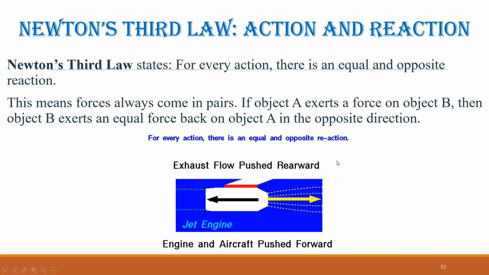Newton's third law, action and reaction. Newton's third law states, for every action, there is an equal and opposite reaction. This means forces always come in pairs. If object A exerts a force on object B, then object B exerts an equal force back on object A in the opposite direction.